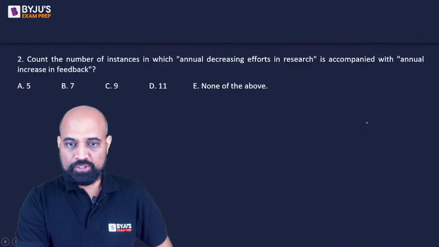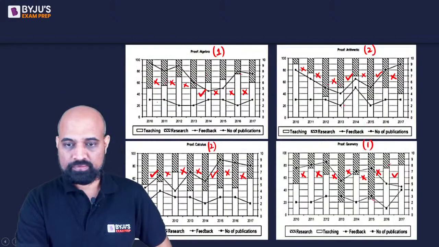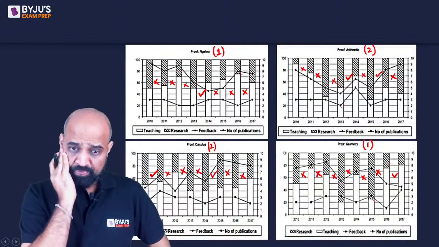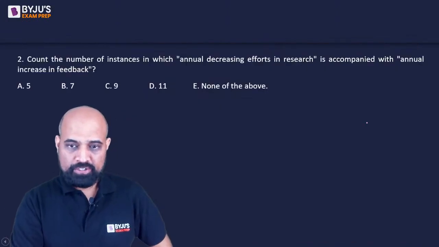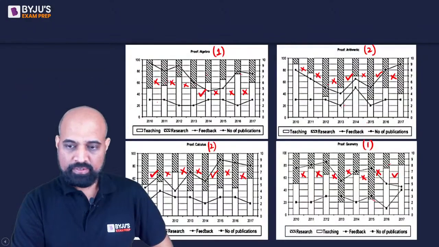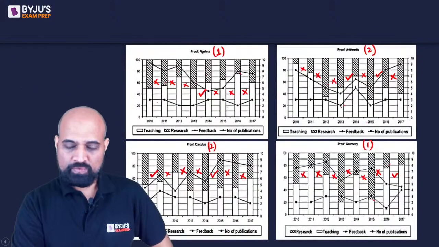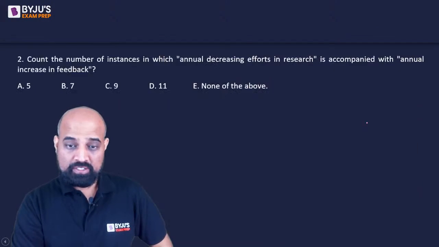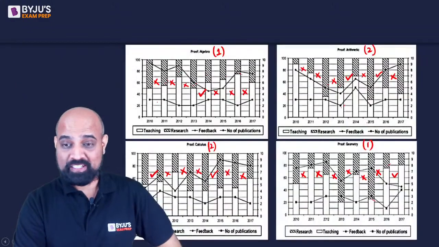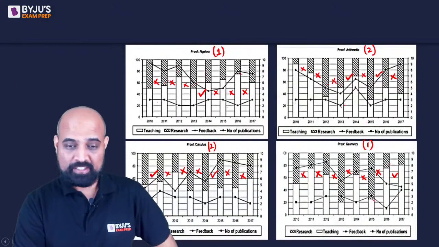So we have a total of 6. Right? Effort on research, right? Effort on research. Since none of the options match, let's verify once again.